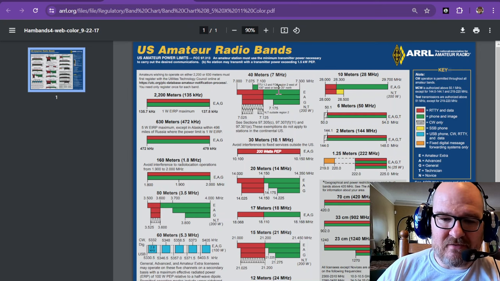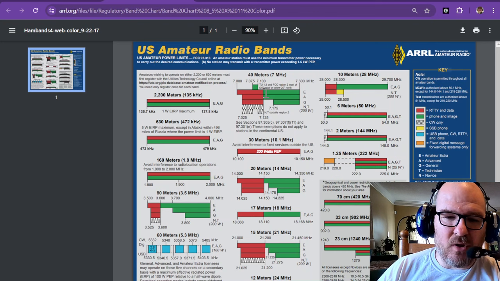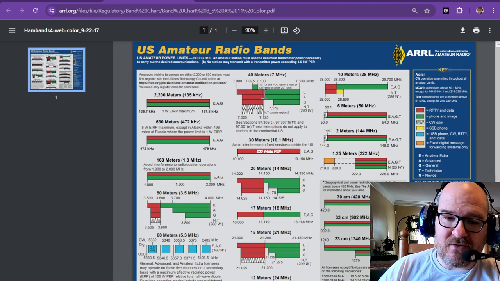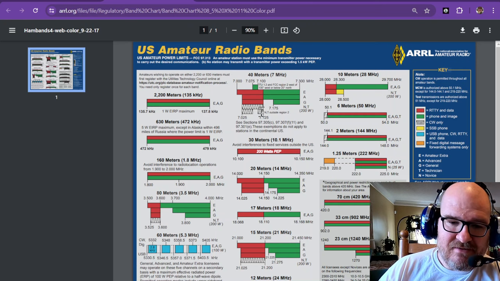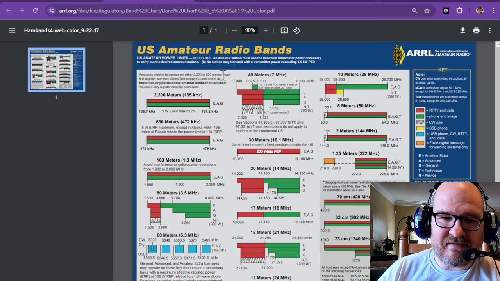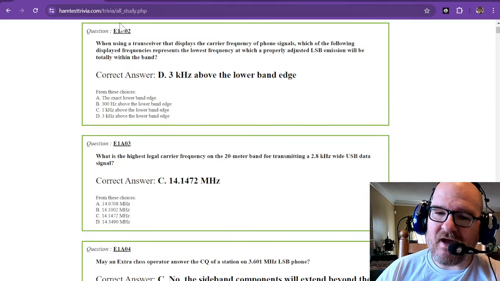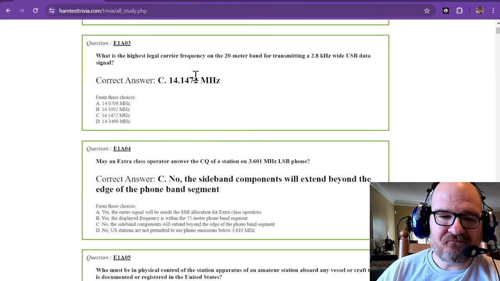For 40 meters, it's 7.125 is the edge. So 7.128 for extras is as low as you want to go for lower sideband, assuming you have a 3 kilohertz signal, so that it doesn't fall below that line, 7.125, and get into the CW portion. We've got to stay within the edges.